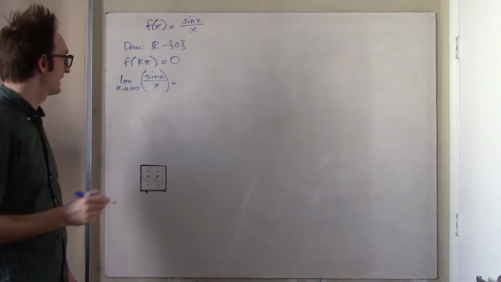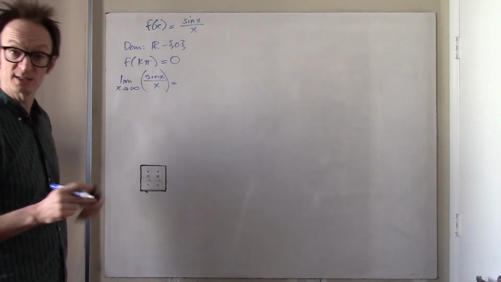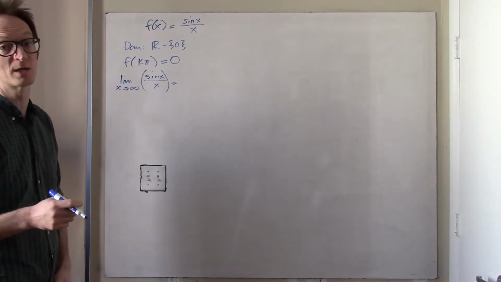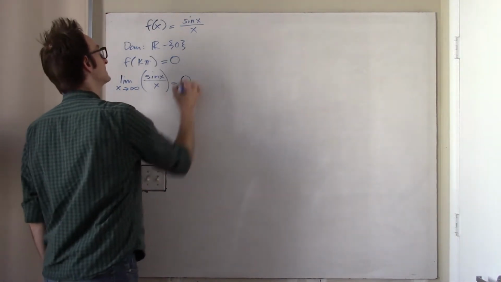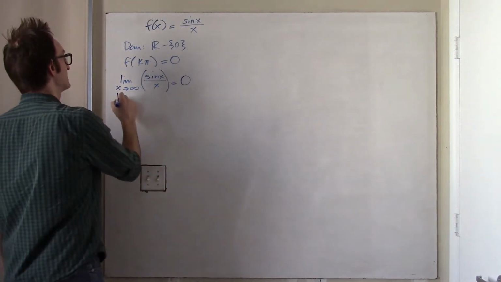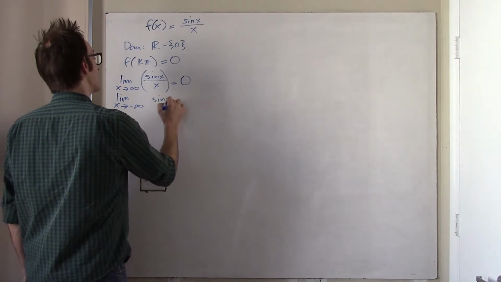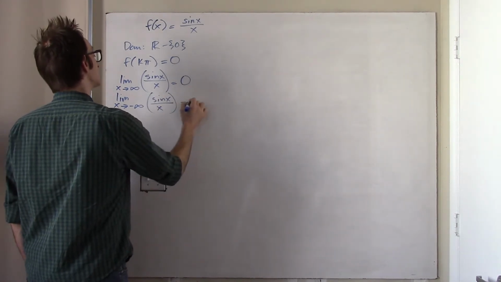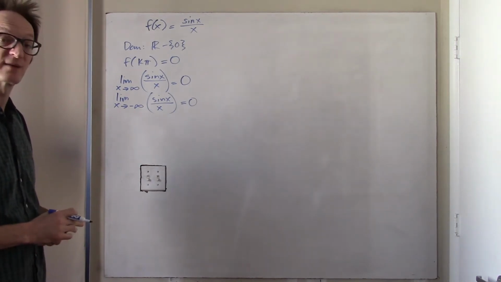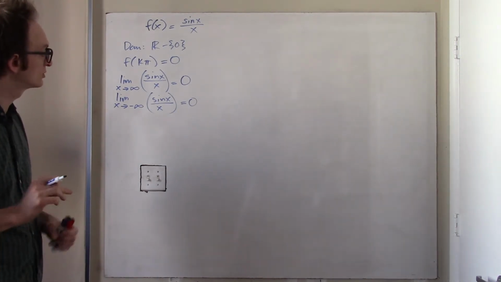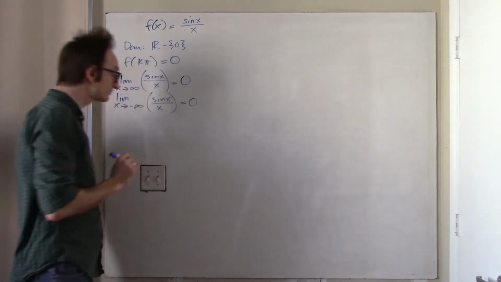Well, for very, very large values of x, the numerator is always going to be between -1 and 1. It's bounded, but the denominator is just going to keep growing and growing. So this is 0. And the limit as x approaches negative infinity of sine x over x is also 0. For the same reason, the numerator will be a number between -1 and 1, but the denominator is going to grow to be a huge, in this case, negative number.